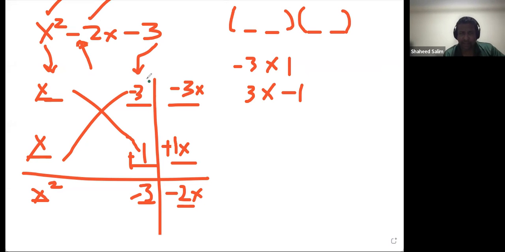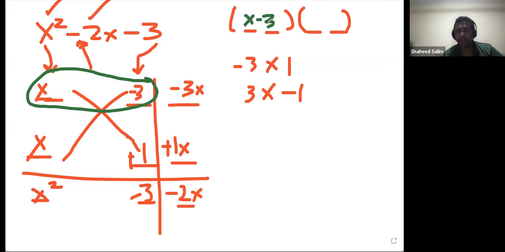Once you factorize this, circle this. So where do you write here? Write x minus 3 here. Oh, like that. Yes. Then this one, circle this. What do you write? X plus.